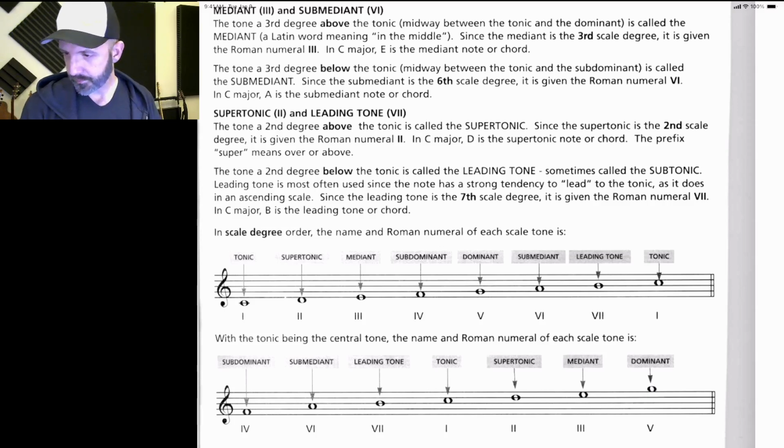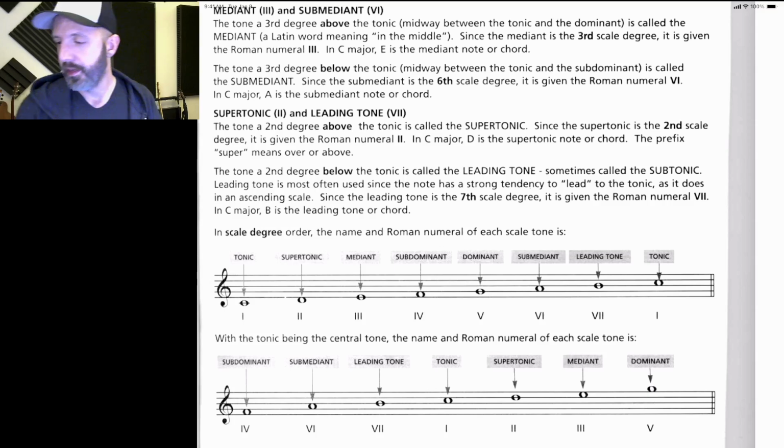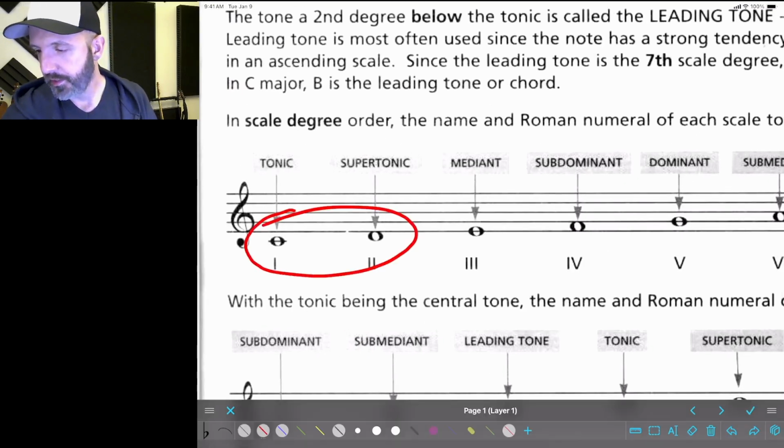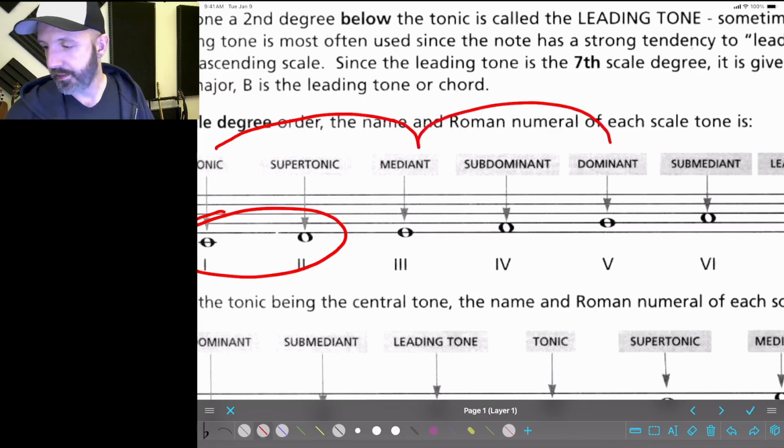All right. Supertonic and leading tone. So the supertonic, like Superman, it's just above the tonic, right? So I don't have to draw this. You can kind of see. There you go. Supertonic is just one note. Mediant because it's halfway between that and the dominant.